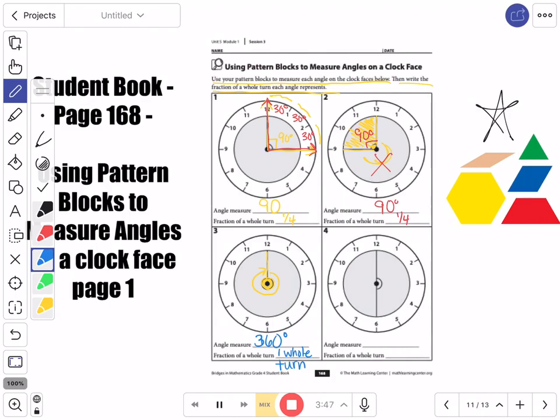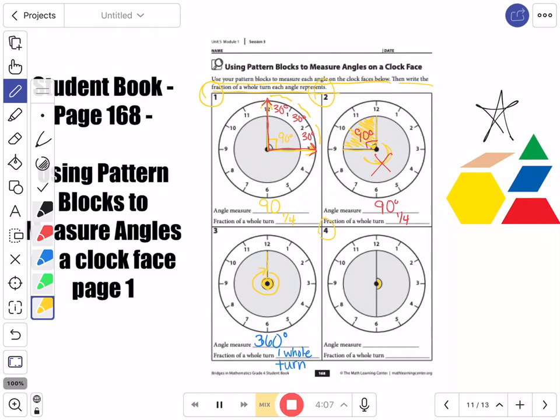360 degrees, okay? Now when it says fraction of a whole turn, it's not a fraction at all, it's 1 whole turn, okay? All right, now doing one more, number 4 here, looking at this one. So I want to pay close attention to this little thing right here.